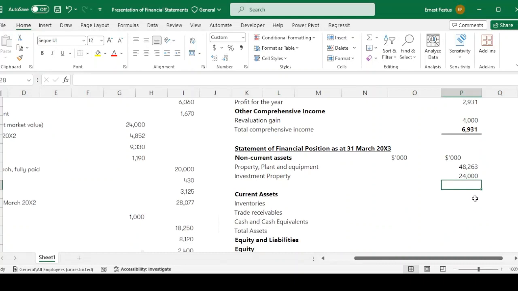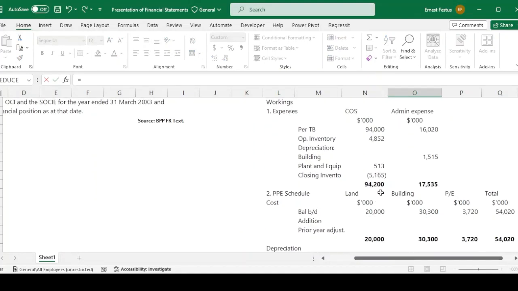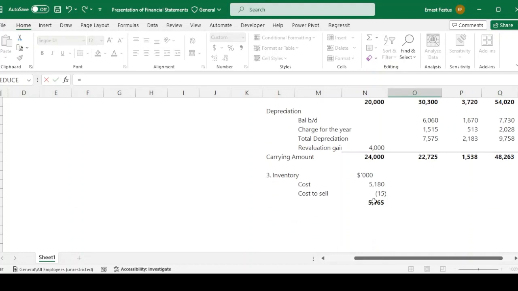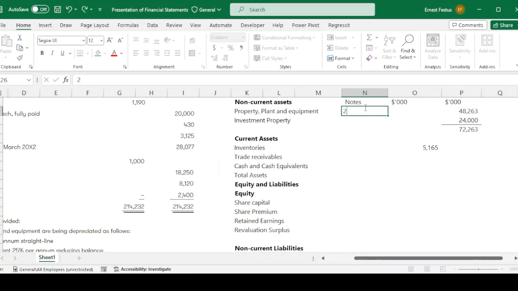I can sum them together, alt equals, and I have that. And insert a border here, and then we continue to our inventories. For our inventories, we have the closing inventory, which we have already calculated. So I'll come to my closing inventory right here, workings 3. So when you are writing this manually, you should actually have notes here, so that we know that property, plant and equipment is note 2. Investment property, we didn't do anything like that for, so this is going to be note 3.